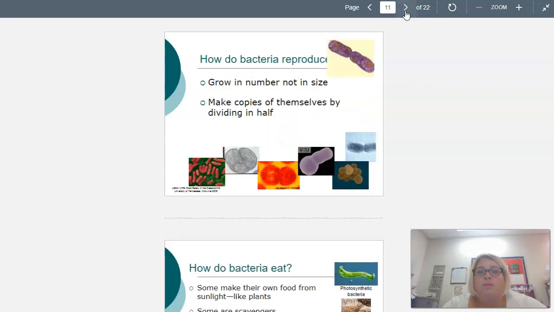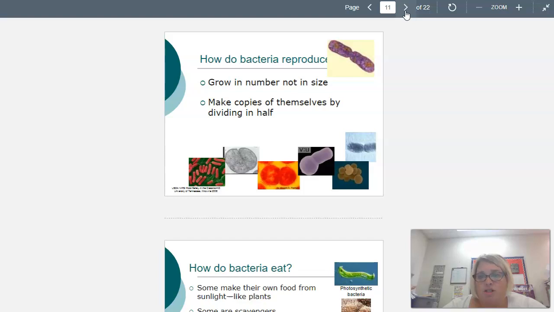When bacteria reproduce, they're going to grow in number, not size. Bacteria reproduce by making copies of themselves by dividing in half. Now, when you're going through the vocabulary, there's a couple different terminology I gave you for when they reproduce, from binary fission to they just point blank split across. So they're making exact copies of themselves.